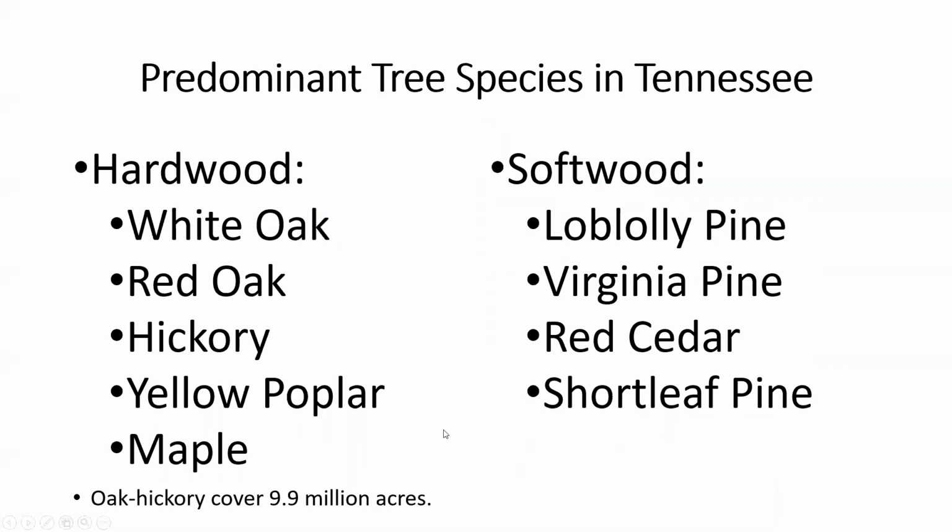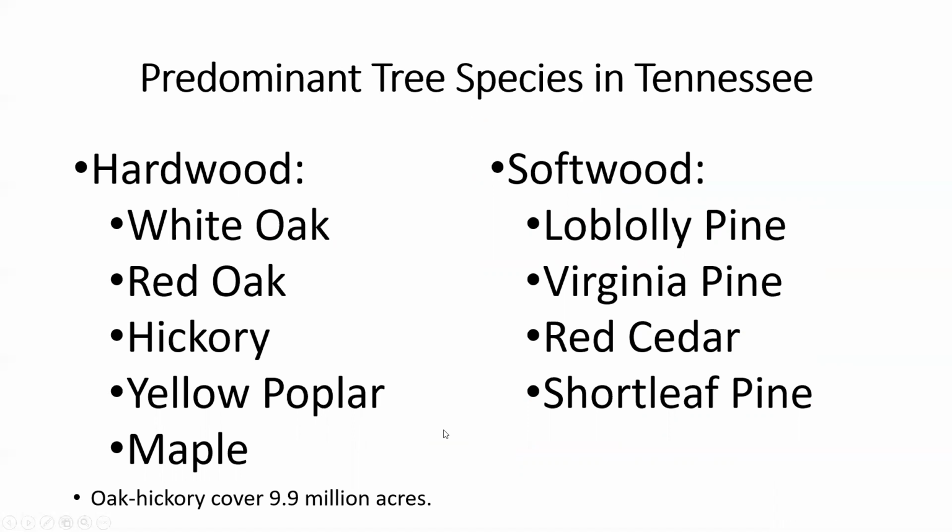So what makes up the majority of the species in Tennessee? And with that, the majority is going to be those hardwoods. It's going to be the white oak, the red oak, hickory, poplar, maple. Hickory and oak in itself make up about 9.9 million acres.